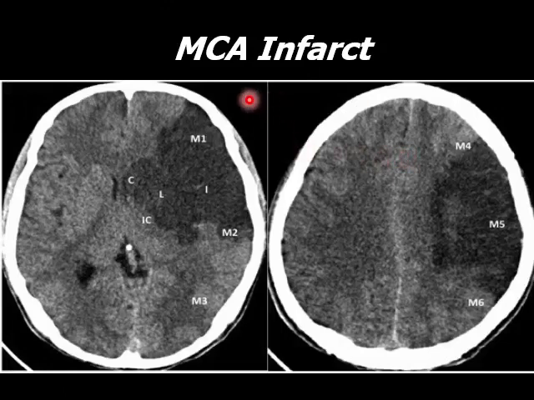This is a radiological picture of a middle cerebral artery infarct. As you see, we have got a changed density at the outer surface of the brain. This is the outer surface of the cortex, and this is the deeper part. These are the central branches being involved in this stroke. So we have got a middle cerebral artery stroke, as is evident in these two pictures.